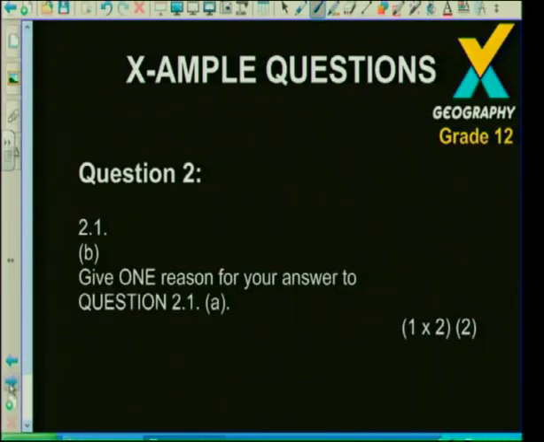Our second question, give one reason for your answer. So why did you identify that? And I've spoken to you before. How did we identify that was dendritic? It's because the streams look like branches of a tree. So that's the reason that you can write down for identifying that as a dendritic pattern. The streams look like branches of a tree.